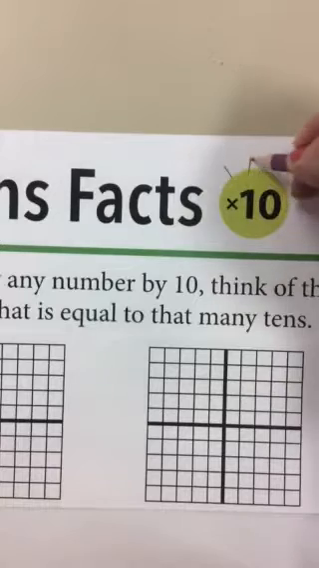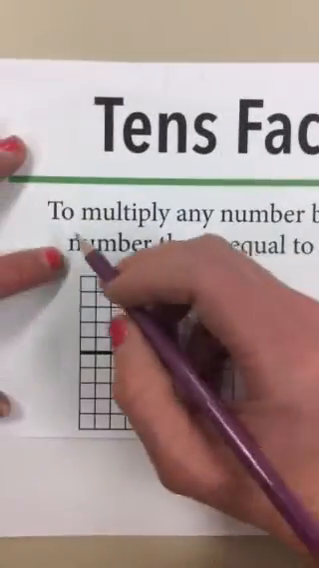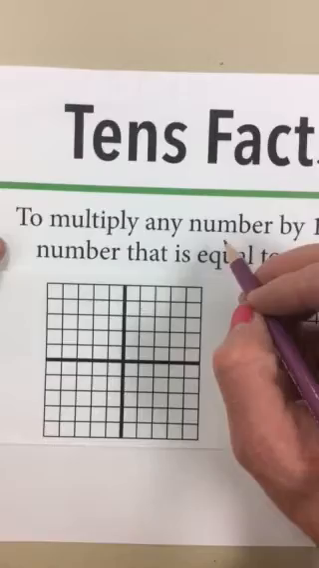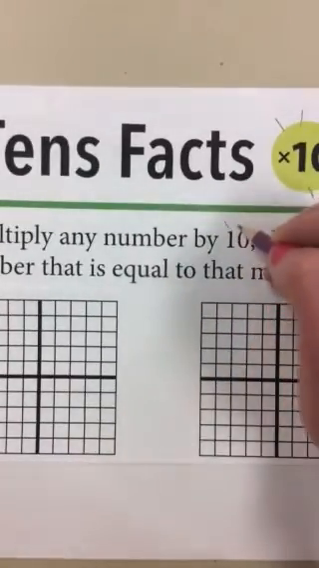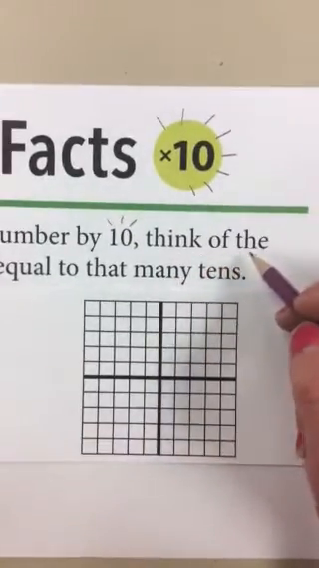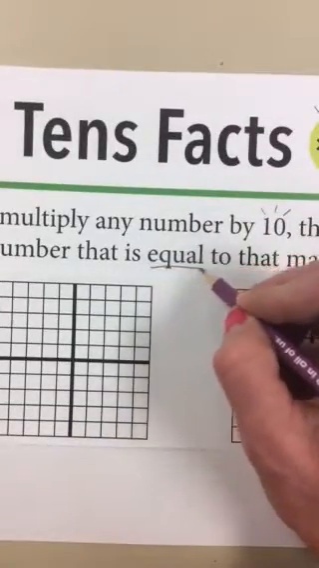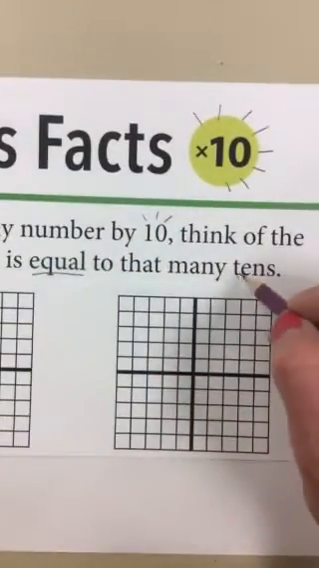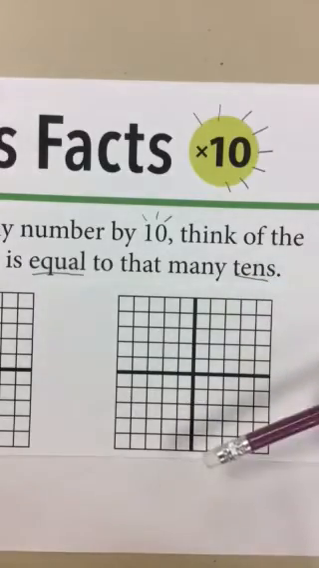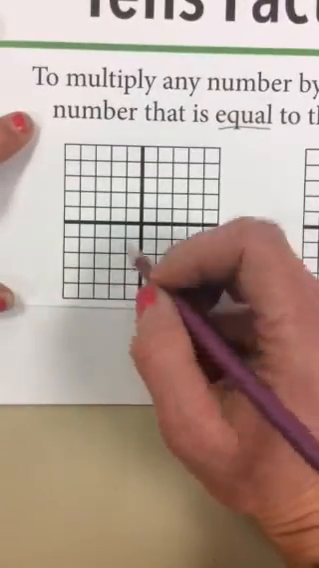The tens facts. Now we have one of a lot of people's favorites: when you have a factor of 10. So what happens? To multiply any number by 10, think of the number that is equal to that many tens. Well, let's try one out to see what that means.